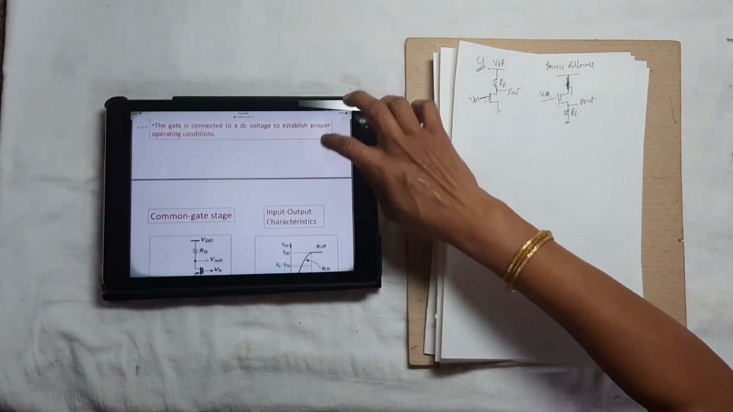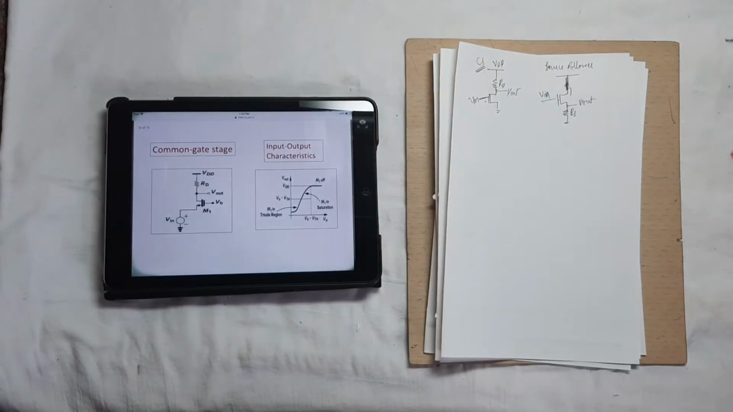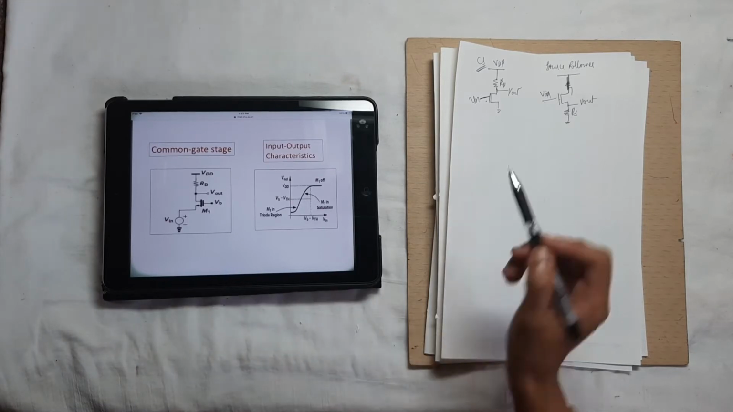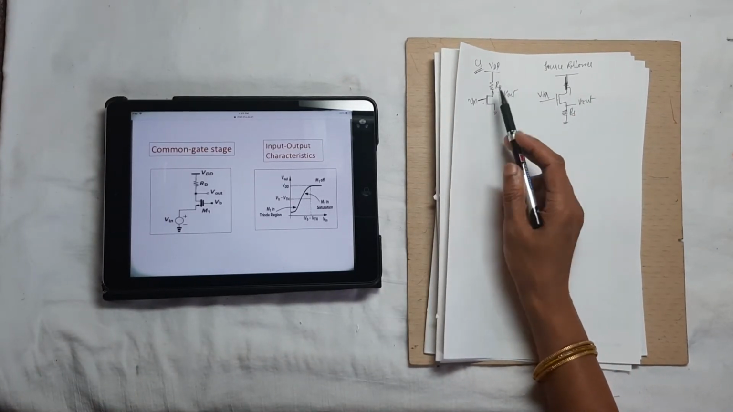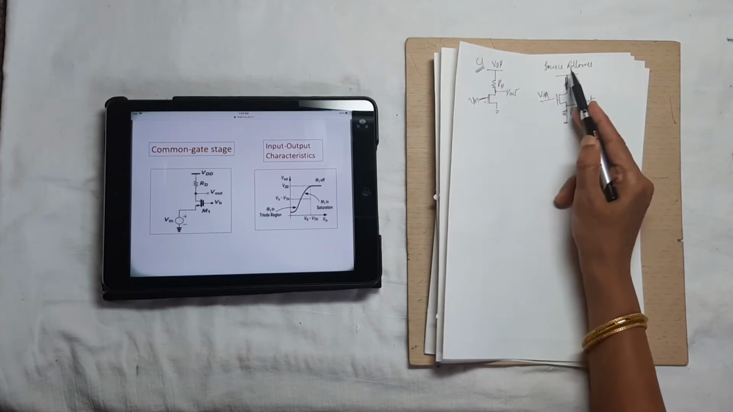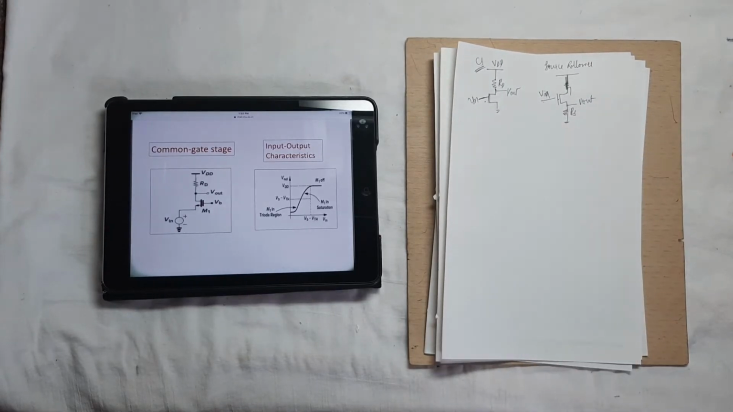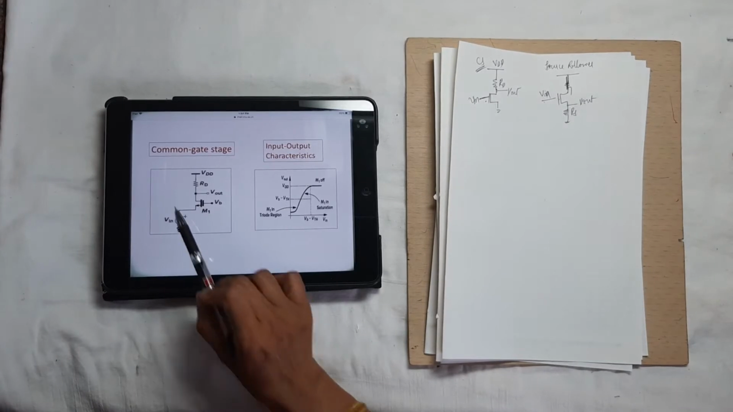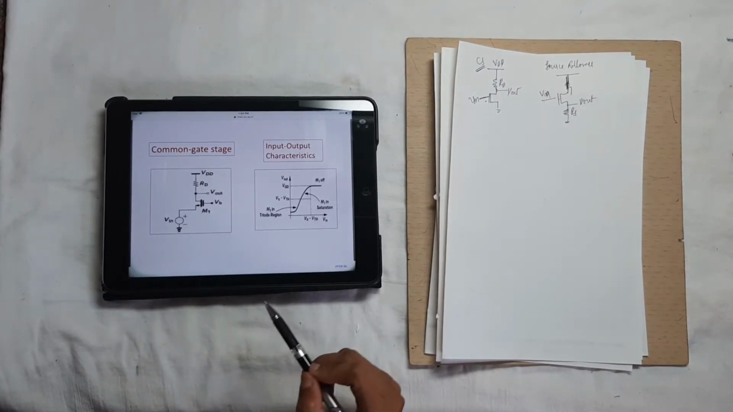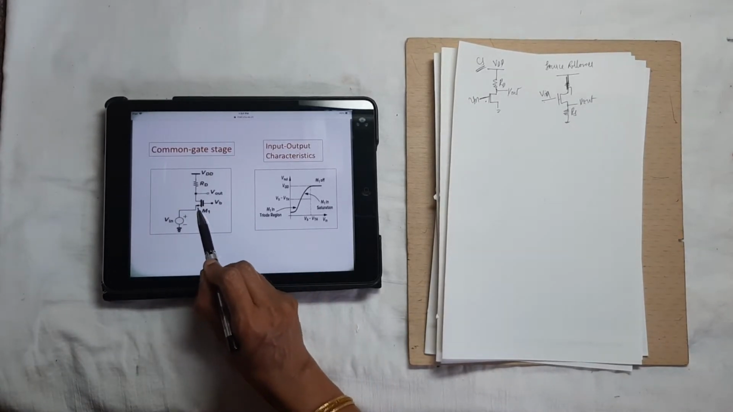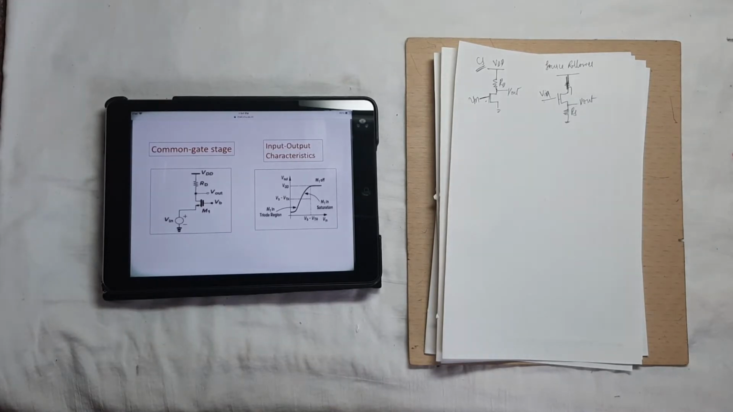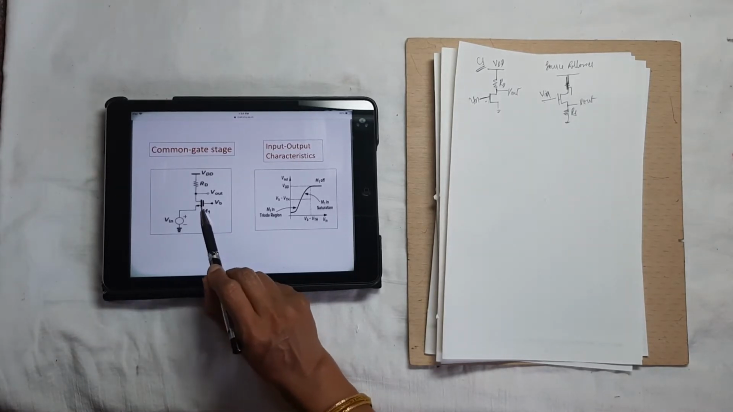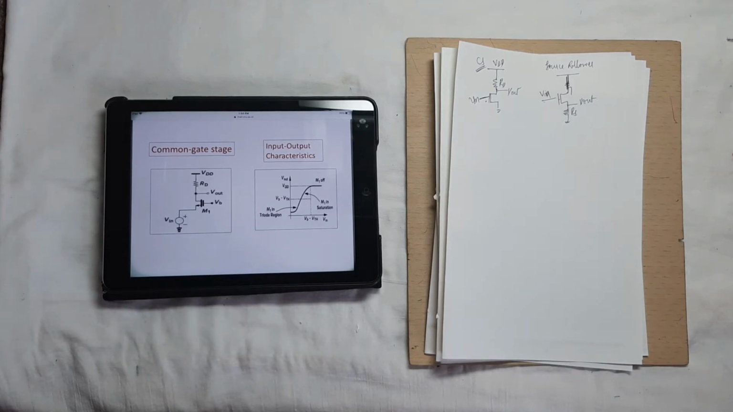Let us see how the common gate circuit looks. Look here, common gate stage. For common source and source follower, the input is applied over here. For this, output is taken from the drain, and for this, output is taken from the source end. Whereas for the common gate stage, you have the input applied to the source terminal and output is taken from the drain end. And some bias voltage is applied to the gate terminal of the transistor.